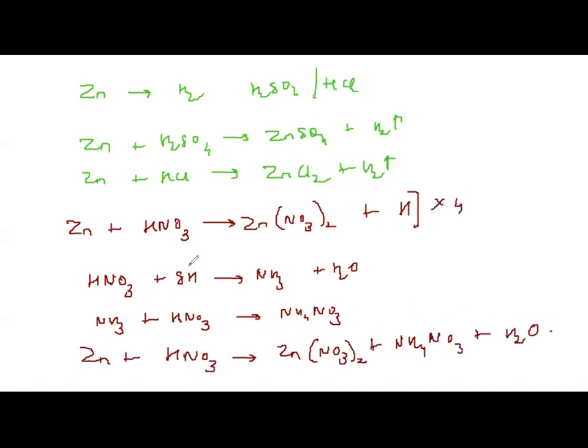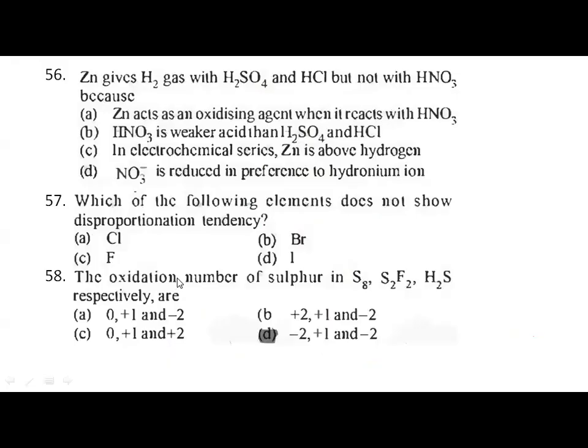Zn is above hydrogen in the electrochemical series, that is the reactivity series. So Zn displaces hydrogen from dilute H2SO4, therefore hydrogen gas is evolved, and from HCl also, H2. But when you see HNO3, it cannot displace it. So, which is the correct option? Zn acts as oxidizing agent when it reacts with HNO3? HNO3 is a weaker acid than H2SO4? No, that is not right. Zn is above hydrogen. So, option C is the correct option.